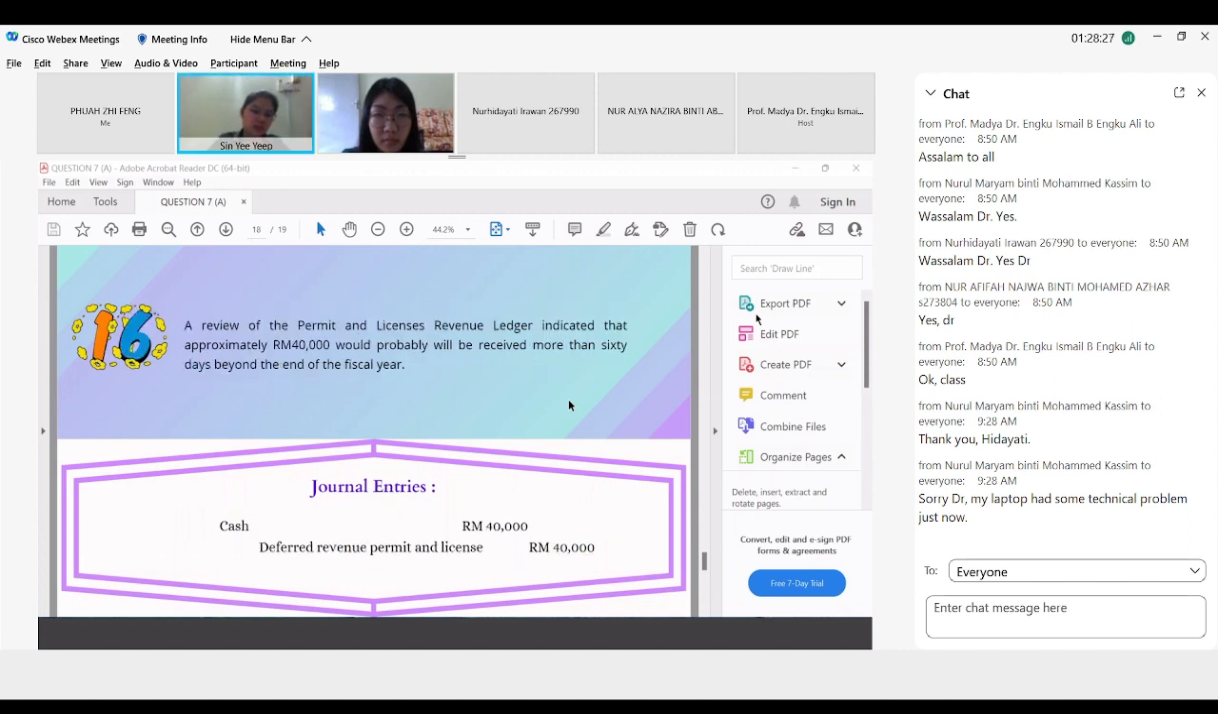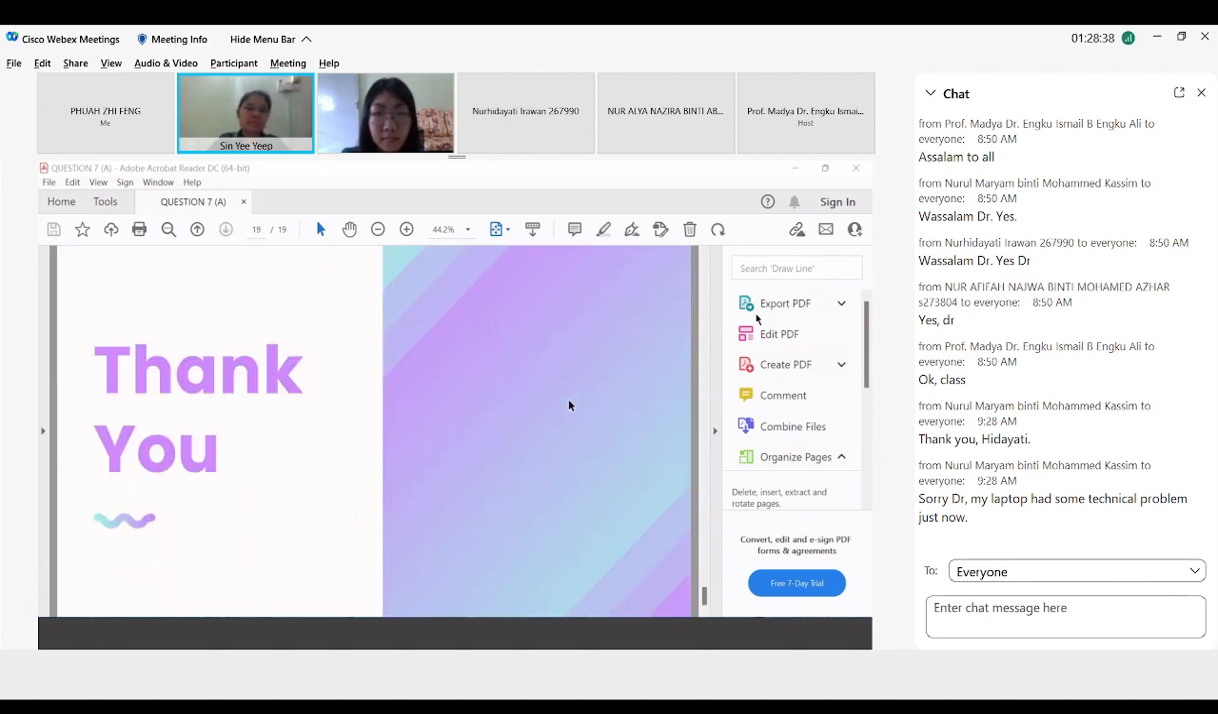For the last info, we want to record the deferred revenue permit and license. So we debit the cash and credit the deferred revenue permit and license with the amount of 40,000. That's all from us. Thank you.